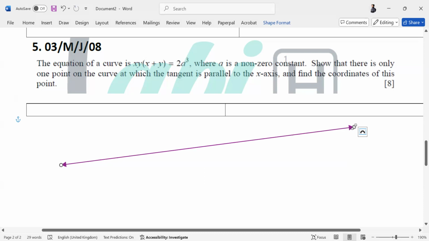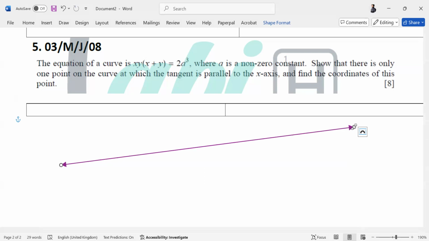So do not just, the horizontal and vertical are not the only lines. Diagonal lines भी होती हैं हमारे पास. That is, for a horizontal line or line parallel to x-axis, the gradient is zero. dy by dx is zero. Make sense? The question is asking me कि पहले तो show कि there is only one point when dy by dx is zero, and then find the coordinates of that point.